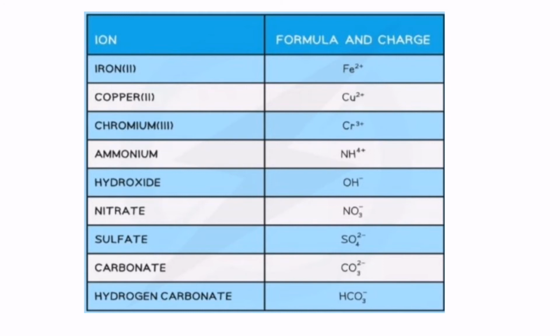So we have iron 2. Iron 2 is an ion of iron. This is the charge of that iron 2 ion, which is Fe 2 plus. We also have iron 3, which is going to be Fe 3 plus. We have copper 2, an ion of copper, so we get Cu 2 plus if we want to write the formula and the charge. Chromium 3, so it's Cr 3 plus.